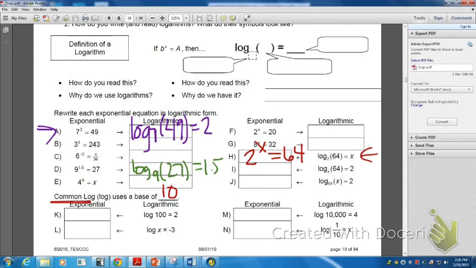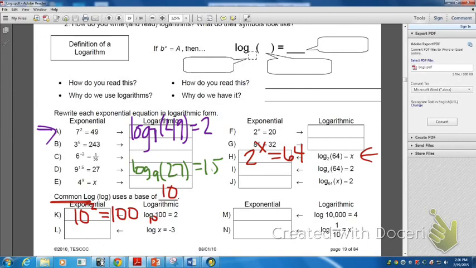Look at this first one real quick. We have log, the base is not there, so we're going to say log base 10 of 100 equals 2. Let's go over here and rewrite it. What's our base? 10. Our base is 10 raised to the second power equals 100. There you go. You got it.